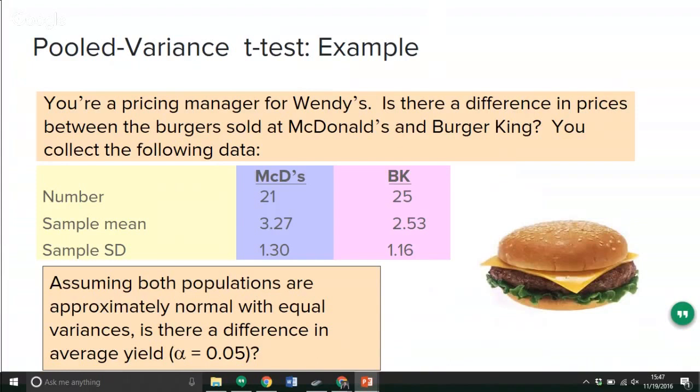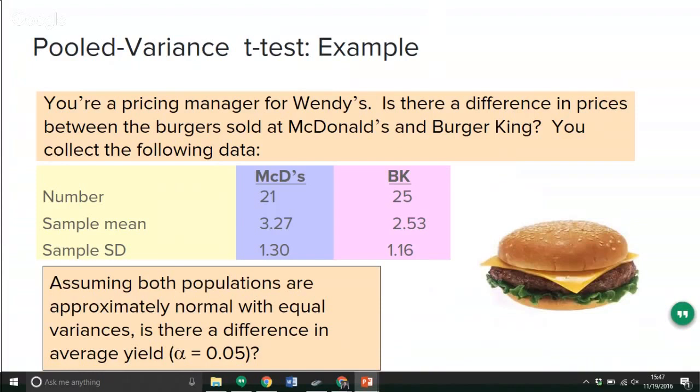Okay, so let's ask this. What we're essentially looking to do is see, are McDonald's and Burger King similarly priced? And it gets a little confusing. Again, this is why we use statistics to make inferences.